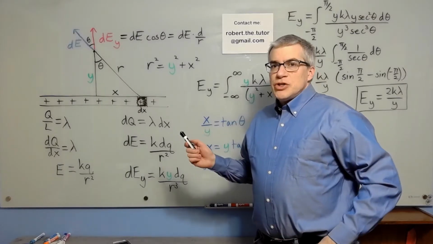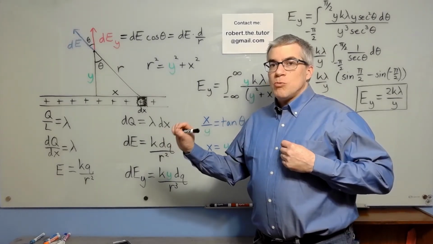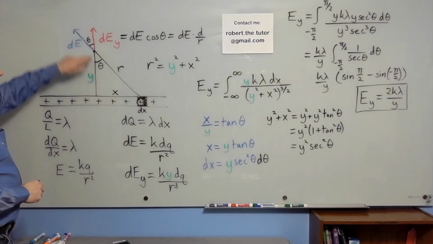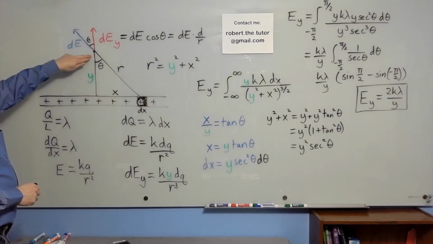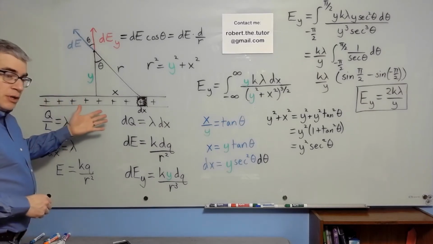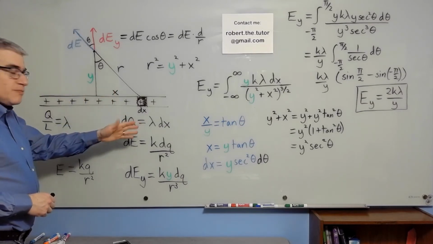Here's the derivation of the electric field of a long, straight, charged wire. If the wire is lying on the x-axis, and we want to know the electric field at a point a distance y above the origin, we have to take this as an integral, because we have lots of little bits of charge, and we need to add up all their effects.